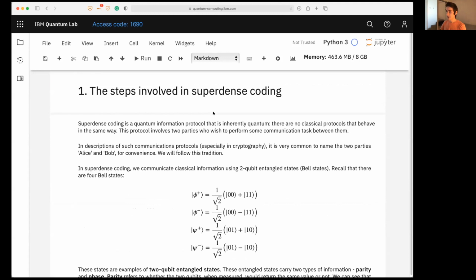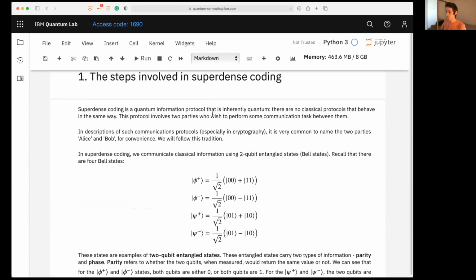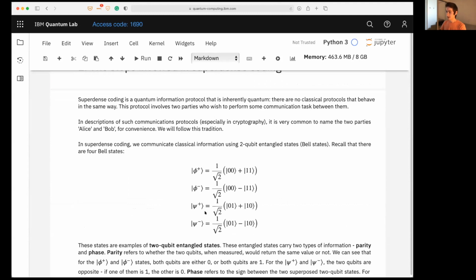Okay, so let's look at how this works in particular. The first thing to review is the Bell states. So these are the same definitions that we've seen before, phi plus, phi minus, psi plus, psi minus. And they are just definitions, right? We're not really going to talk about more why they're called these things. Just remember these names for these different states.